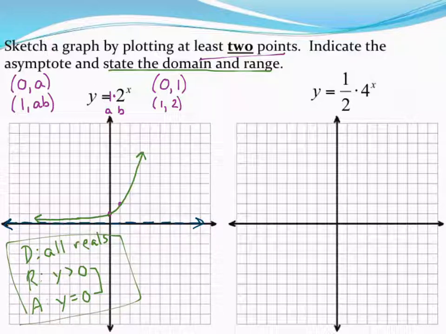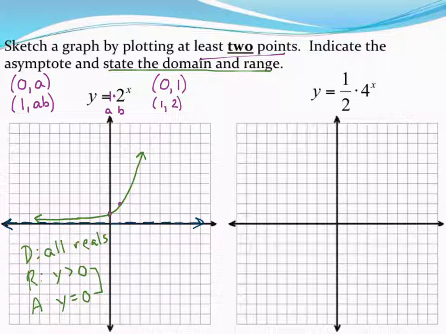At this point, I want you to try that second one on your own. So plot a couple points, draw on the asymptote, and one more time, find the domain, range, and then write the equation of the asymptote. If you want to see my answer pop up, it'll do that in about 30 seconds, or like 2 seconds.